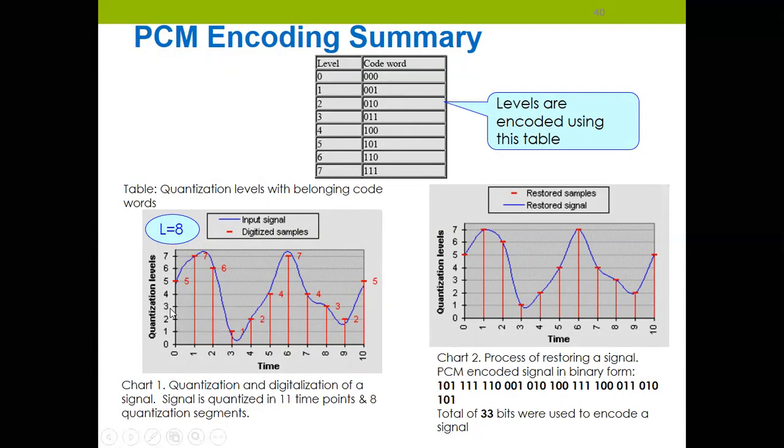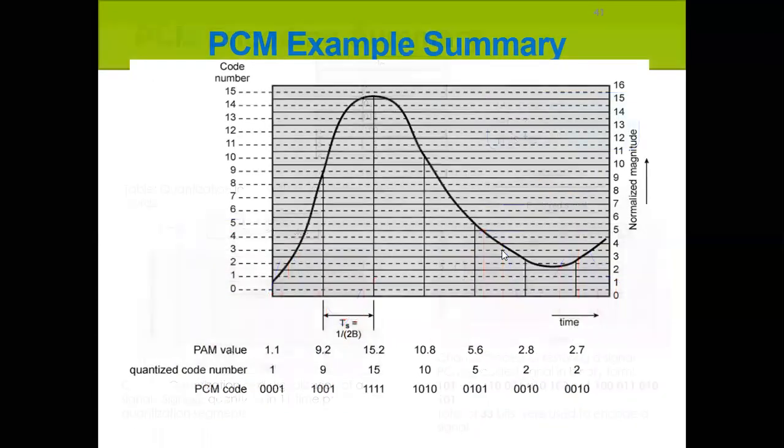So total here, how many sampling points are taken? 10. For 0 to 10 means 11. 3-bit PCM, so 3 into 11, there will be 33 bits. We can see all the 33 bits are used to encode this portion of the signal, for this signal. So that's all.